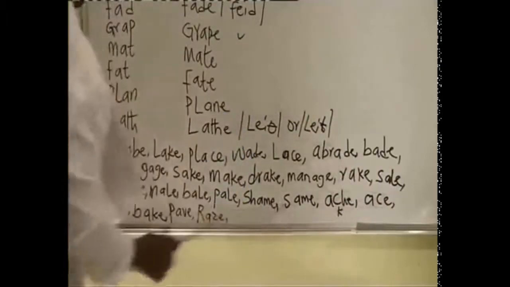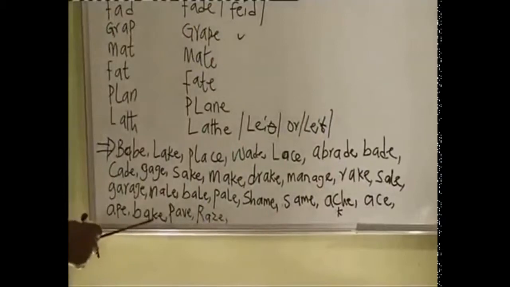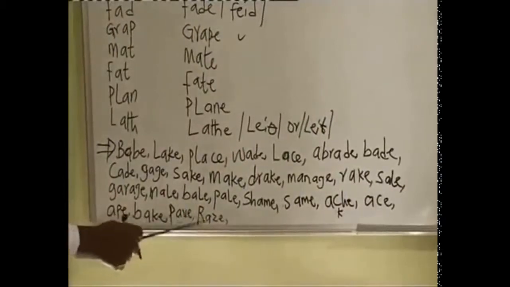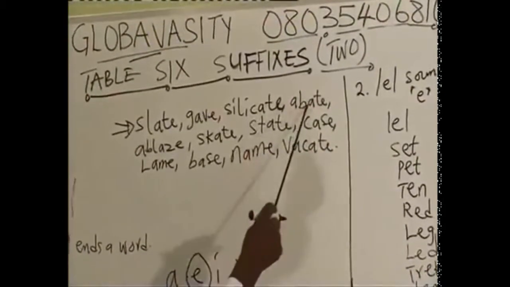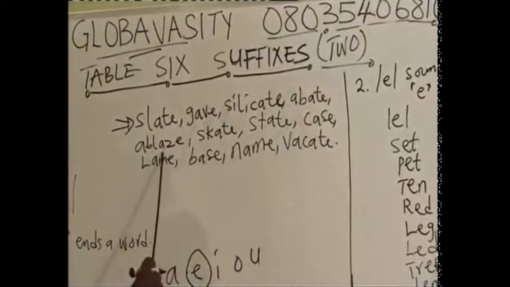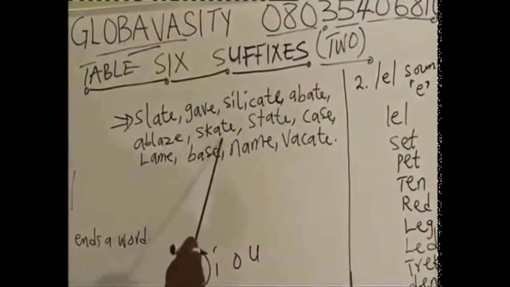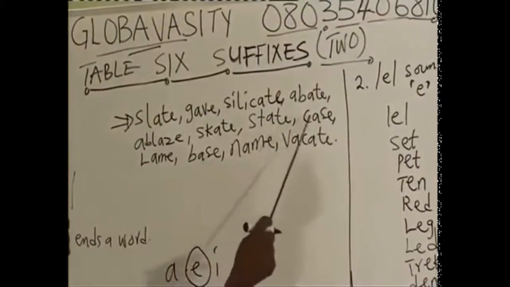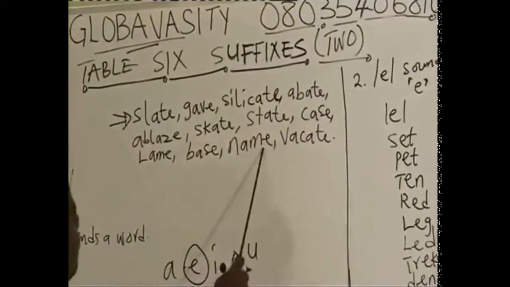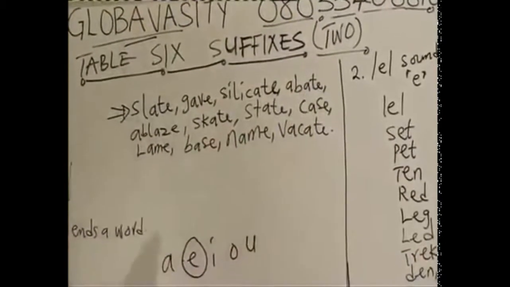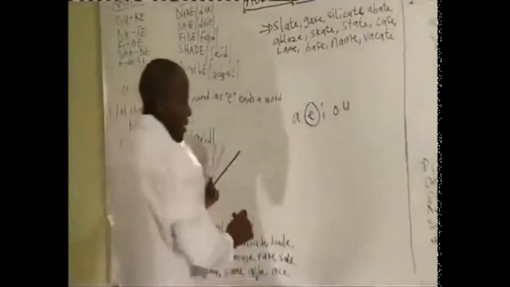Ape. Ape. Big. Grace. Grace. Slate. Slate. Give. Silicate. Silicate. Abate. Abate. Ablaze. Ablaze. Let's read together. Slate. Kiss. Lame. Base. Name. And what? That is that.